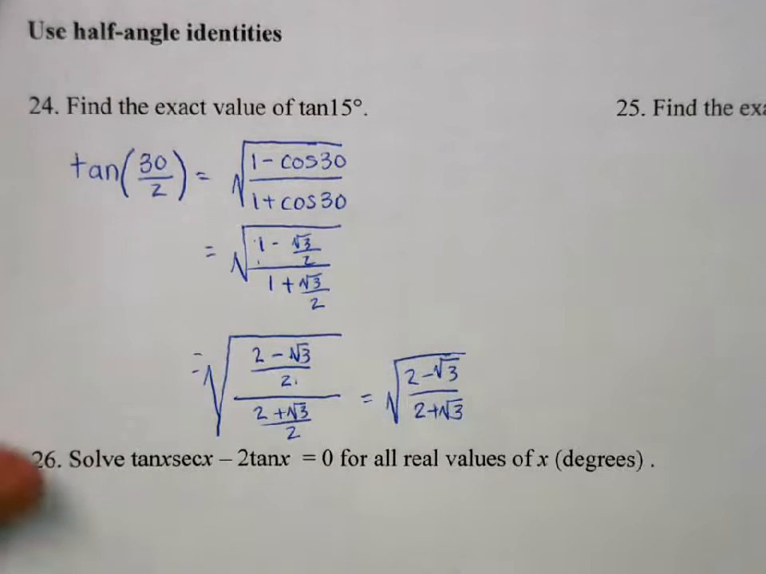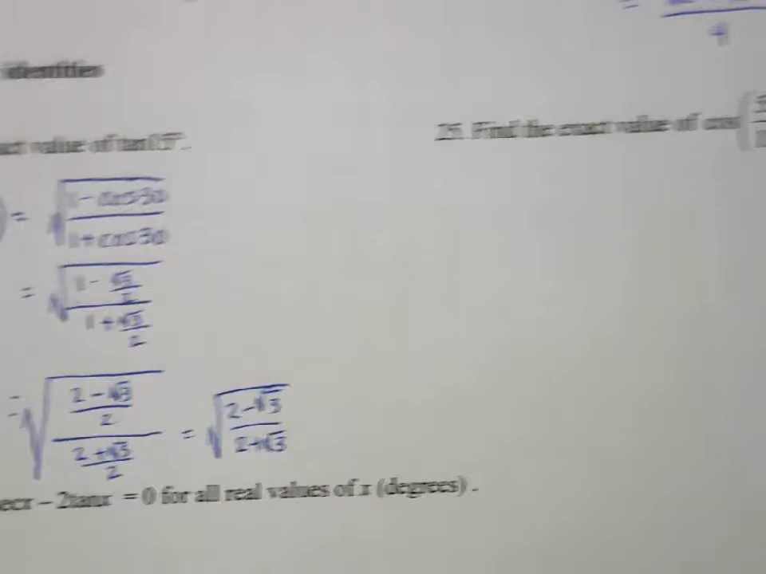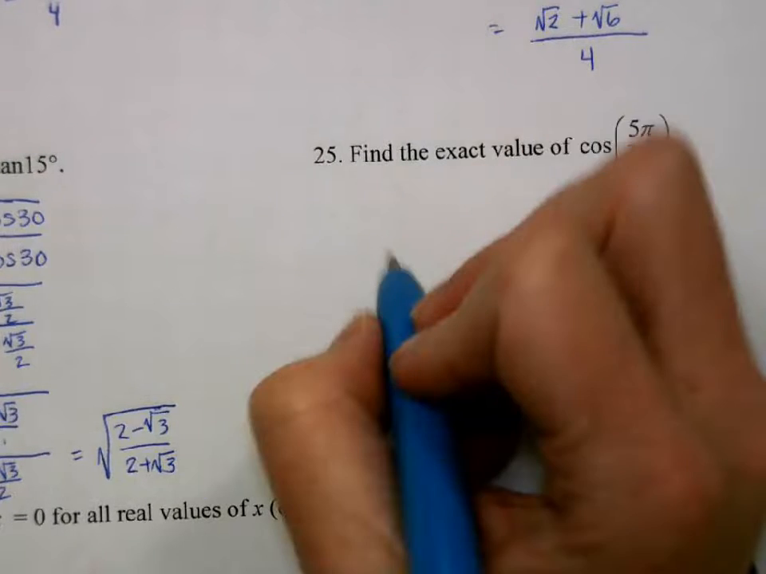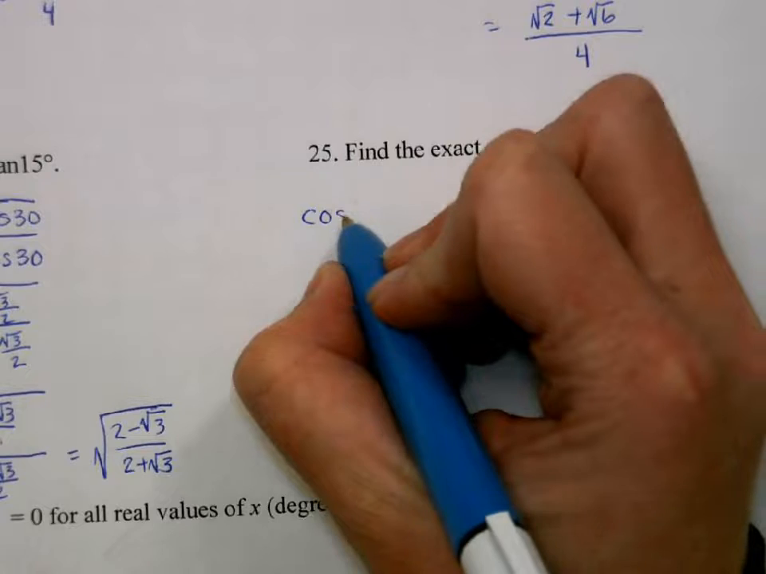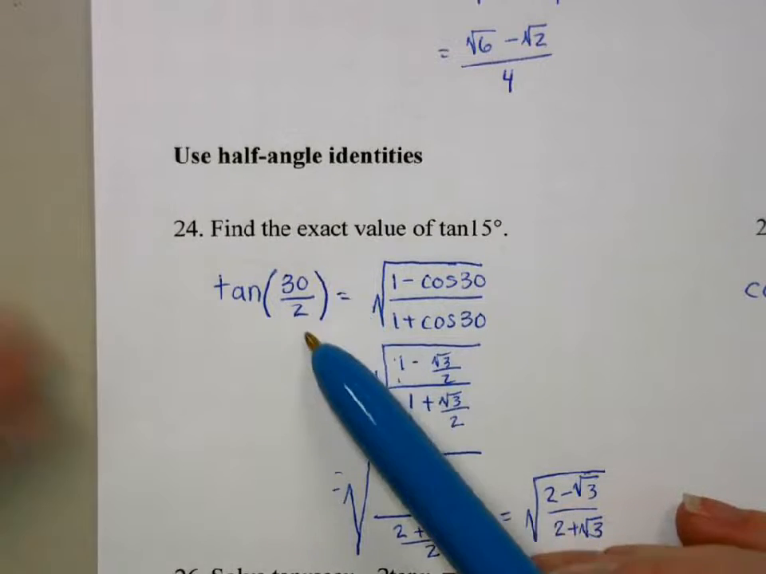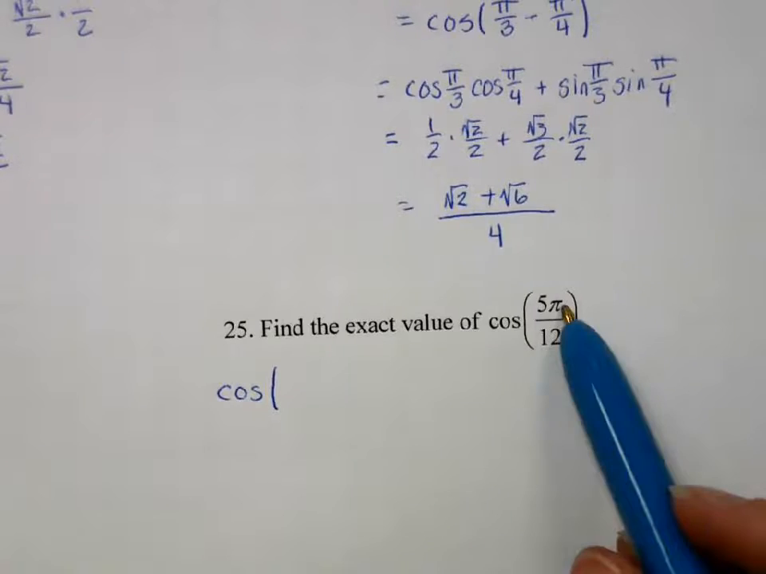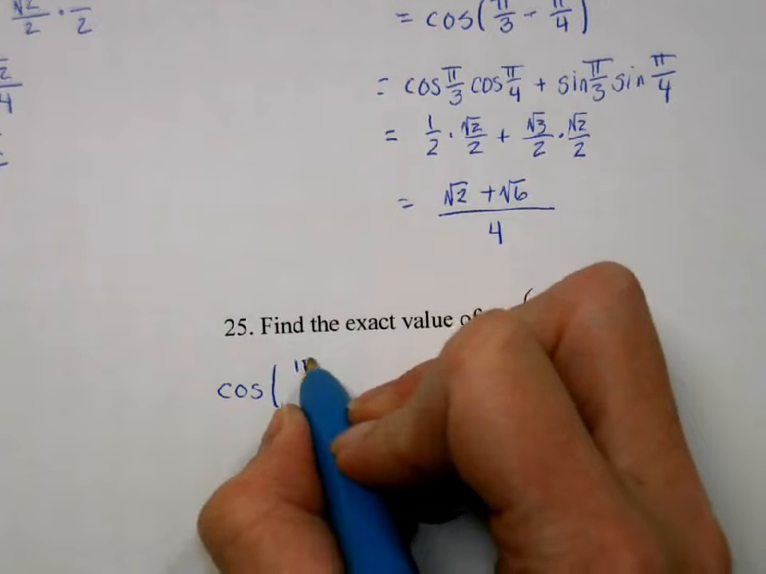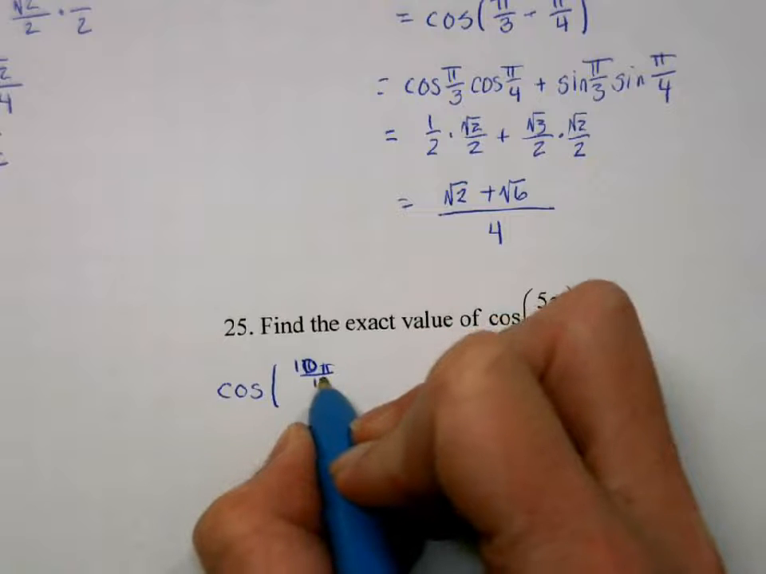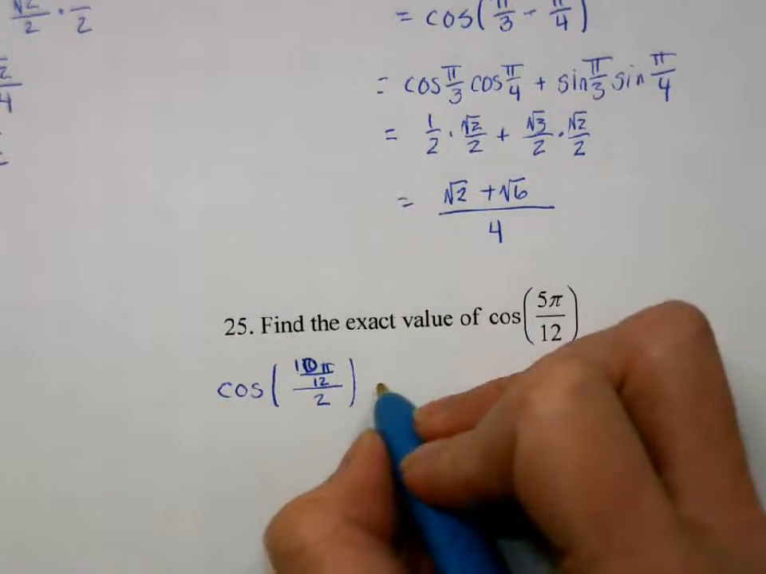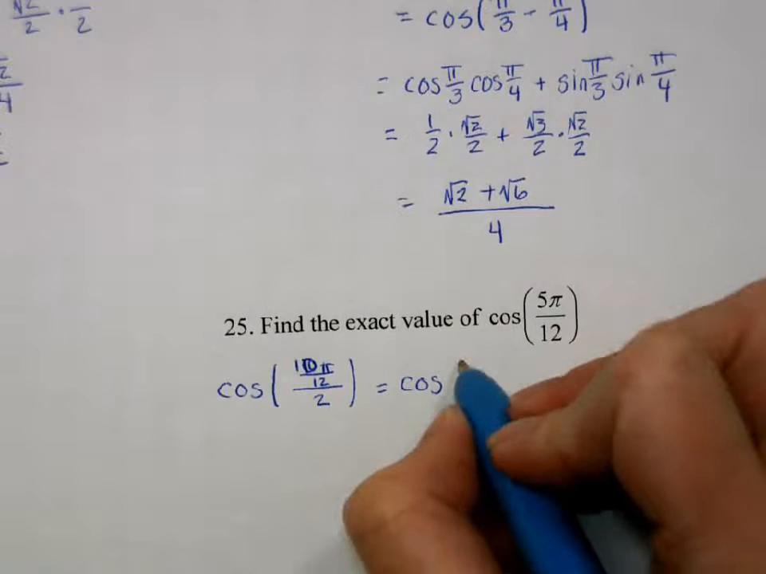For pi over 12, that's going to be the same thing as cosine. Just like here, I doubled it and divided by 2. So I'm going to double this, which would make this 10 pi over 12 over 2. If I were to simplify that, we get this. But that ends up being the same thing as the cosine of 5 pi over 6 over 2. Okay, then I'll use the half angle identity.